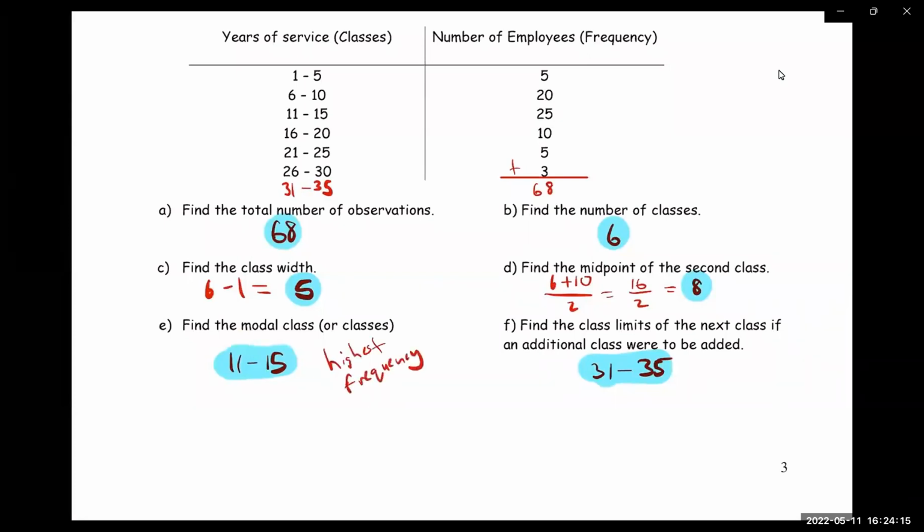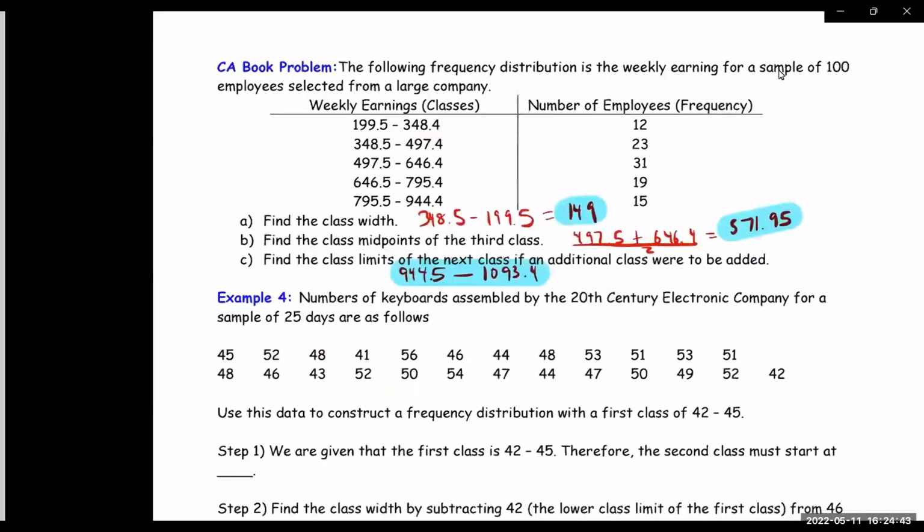And the class that had the highest frequency in this case was, the highest frequency is 25, and the corresponding class was 11 to 15. All right, the class limits of the next class, if there was an additional class, the way we found that is we added the class width to the lower class limit. So 26 plus 5 is 31. And then 30 plus 5 is 35. And that's how you find the next class. So that's pretty much where we left off.